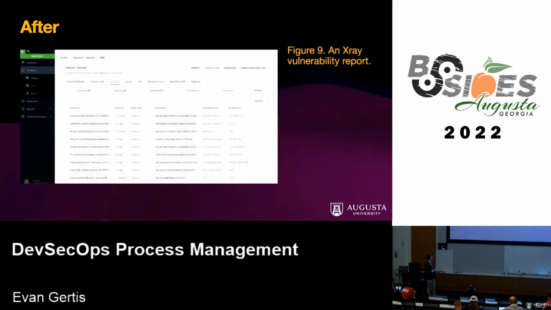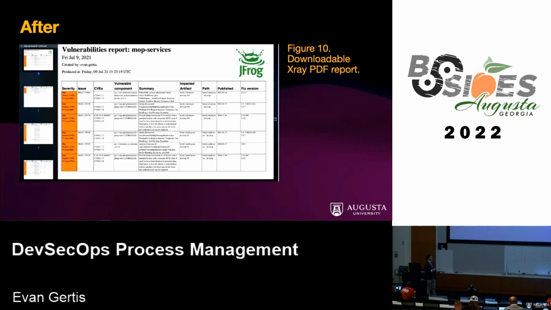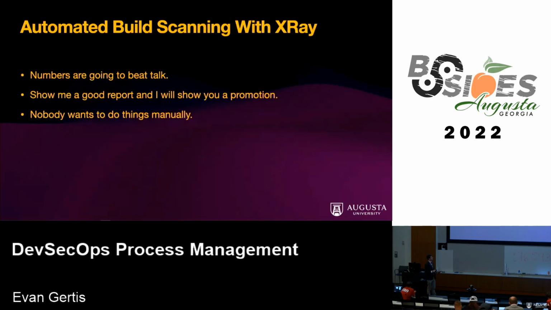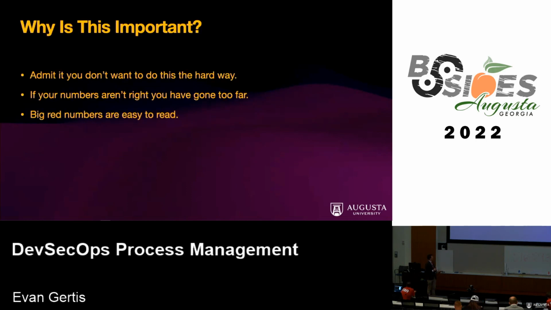Here is an example of a policy that's set up in Xray. This is visible for everyone in the organization. Here's an example of a PDF report that shows all of the vulnerabilities associated with the application, and the steps that they need to take to fix it. So these numbers are going to beat talk. And if you have a good report, I'll give you a promotion.